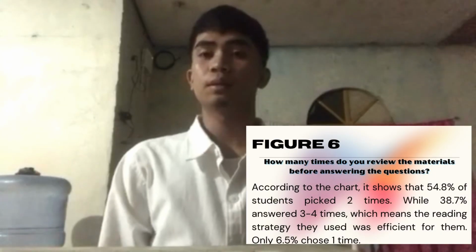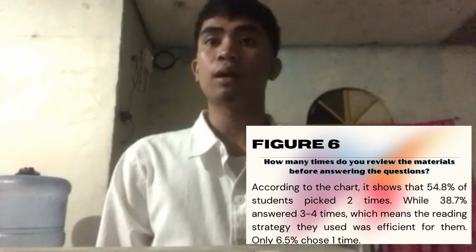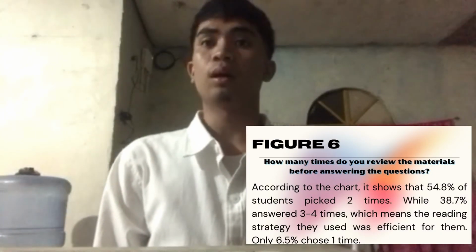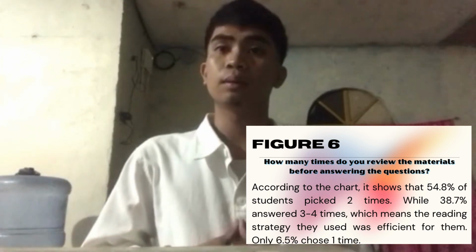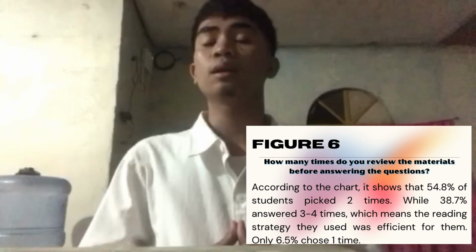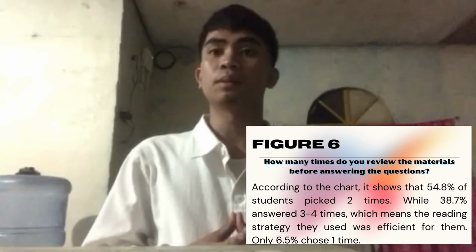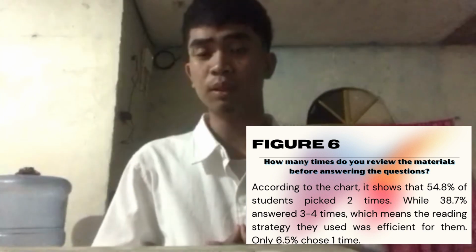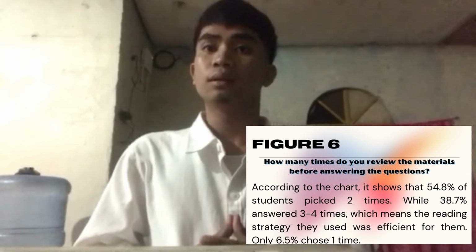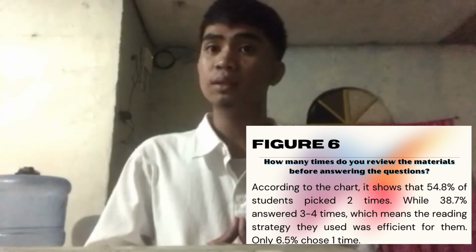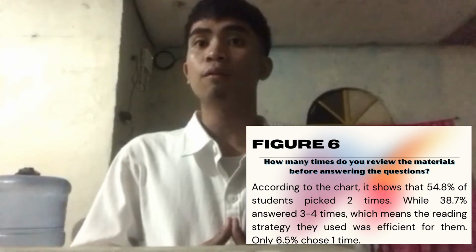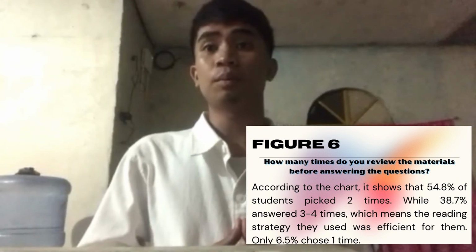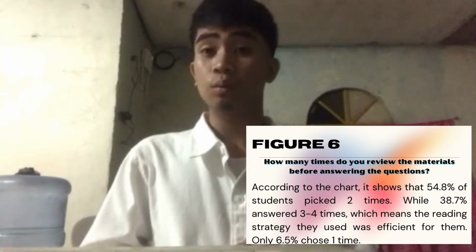How many times do you review the materials before answering the question? According to the chart, it shows that 54.8% of students picked 2 times, while 38.7% answered 3 to 4 times, which means the reading strategy they used was efficient for them. Only 6.5% chose 1 time.